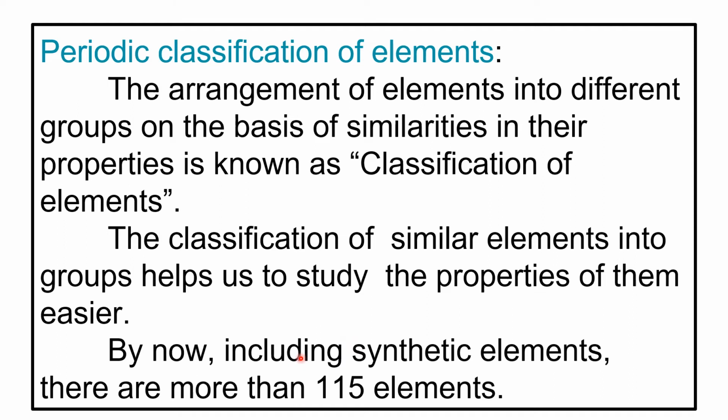By now, including synthetic elements, there are more than 115 elements. So it is difficult to learn or to know about the properties of all of them individually. Instead, when the elements are arranged in groups, when you study the properties of one element of a group, we can know the properties of the elements of that group. In this way, classification of elements helps us to know the properties of all the elements easily.